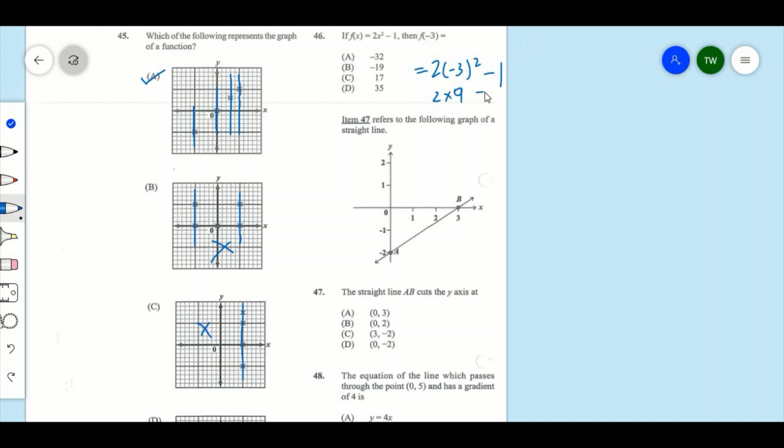And then we must subtract 1. So 2 times 9, that's going to give us 18. And 18 minus 1, that's going to give us 17. So our solution for 46 is going to be C.